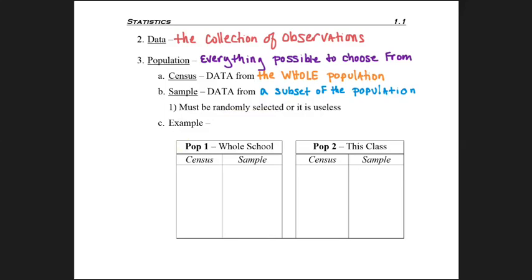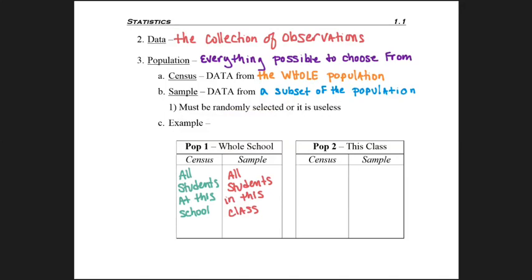In my first example, my first population, I've defined the whole school. All of LBCC is our population. So if I was going to take census items, then I would study all the students at this school. I'd have to get all of LBCC. Whereas if I wanted to take a sample from this population, I might just take all the students from this class, because that doesn't include everybody at the school.